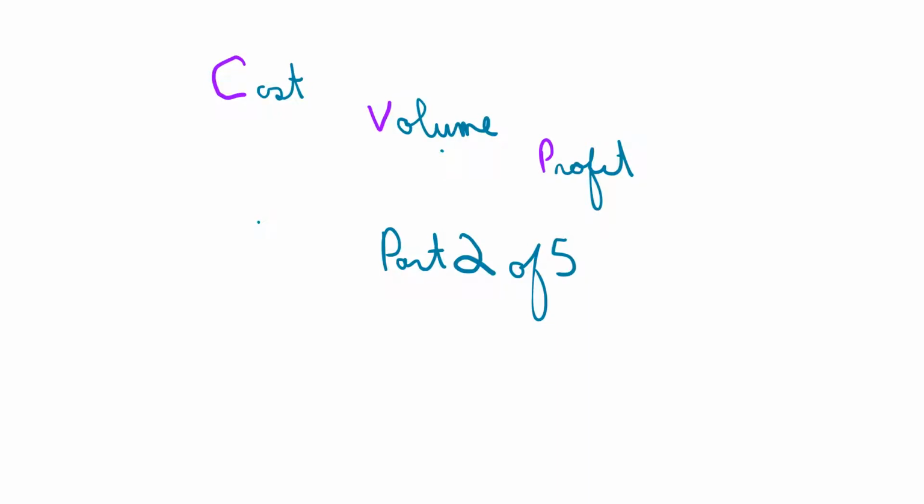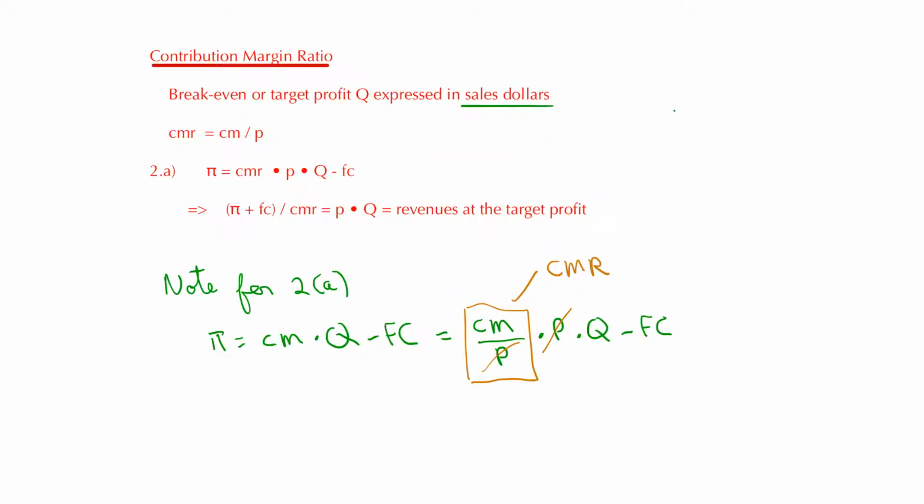This is part 2 of my lecture on cost, volume, profit for Accounting 311. Sometimes, instead of describing the break-even point in terms of quantities of units, it's better to use sales dollars. So we can make a very simple adjustment here in order to do that.